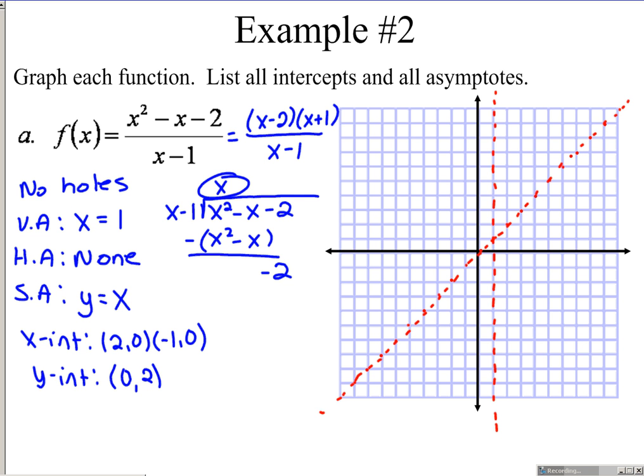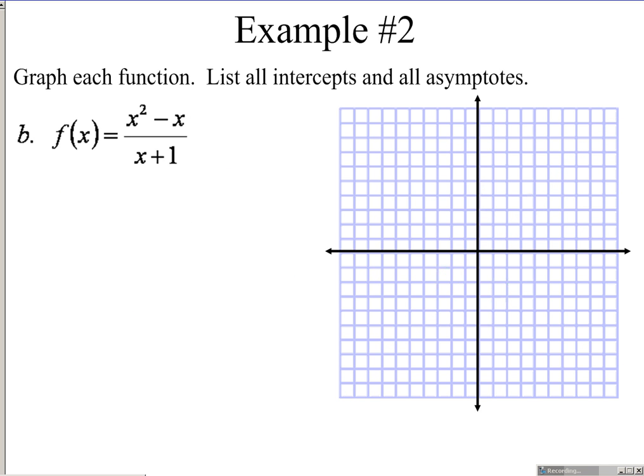X-intercept is at 2, 0. X-intercept at negative 1, 0. Y-intercept at 0, 2. We should not need to plot any other points. Remember, our graph is separated by our vertical asymptote. So we know to the right of the vertical asymptote, we have to approach the slant asymptote here and the vertical asymptote here. Same thing to the left of the vertical asymptote. There's what our function will look like on the left of that asymptote.